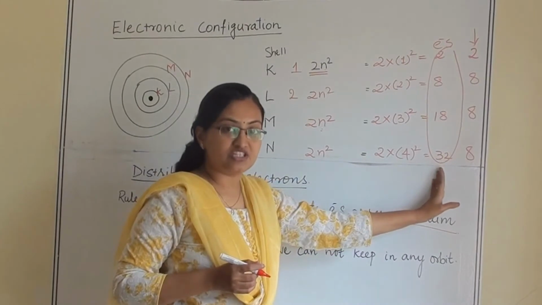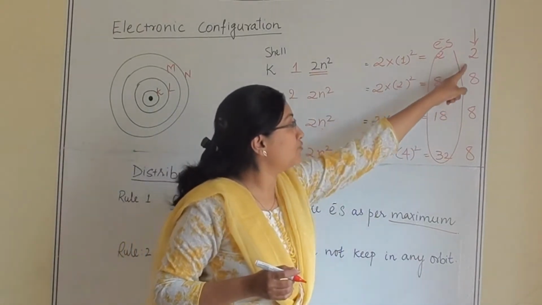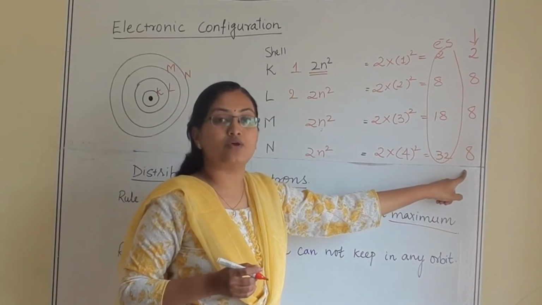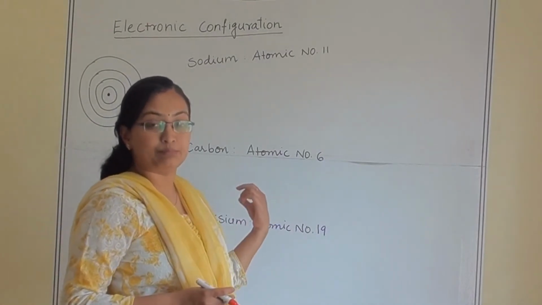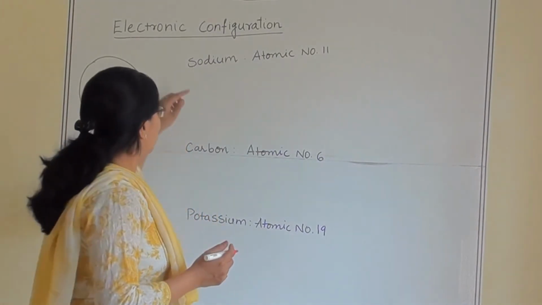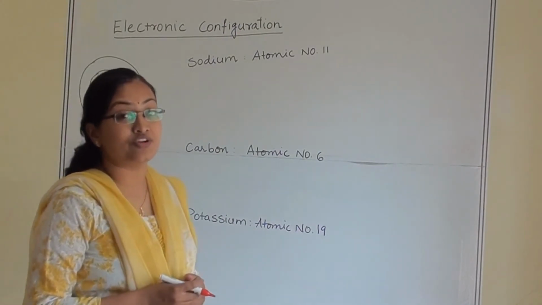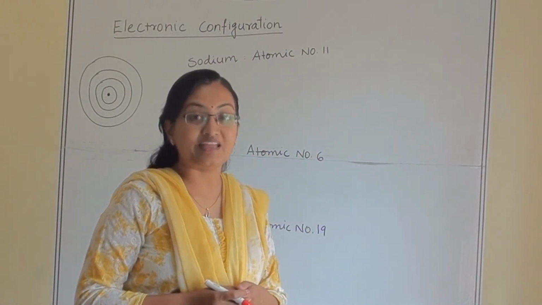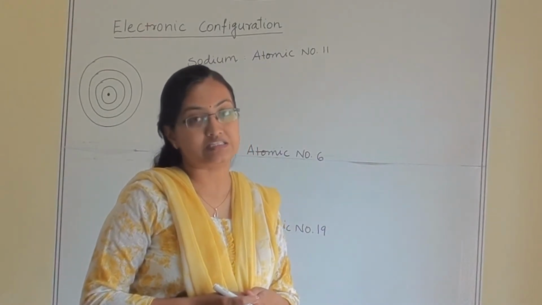This is the capacity of the orbit, but according to the rule, when you are writing an electronic configuration, you have to keep this capacity in mind, because more than 8 electrons you cannot put in any of the orbits. Now let us try some examples of how we are going to write the electronic configuration for the elements sodium, carbon and potassium. When we are writing an electronic configuration, we know the atomic number of that element. In the 8th standard ICSE syllabus, elements 1 to 20 are there.